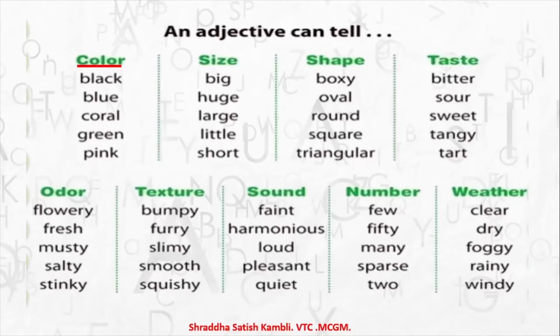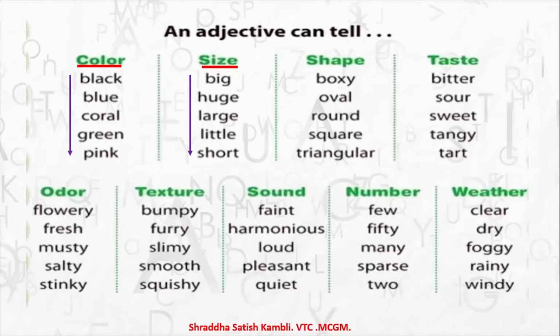That is, a color of a thing or a person could be black, blue, coral, green, pink. So all these words are examples of adjectives. Now, an adjective can describe the size also. For example, big, huge, large, little, short. All these words describe the size of a particular thing or a place or a person.